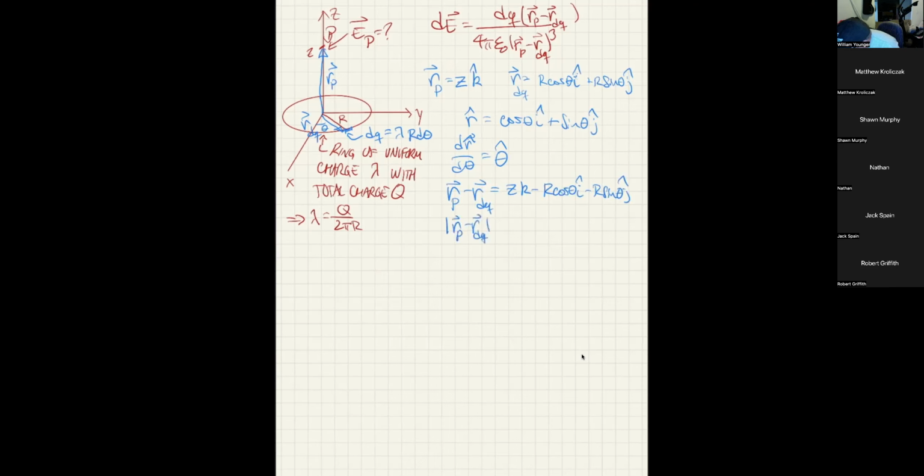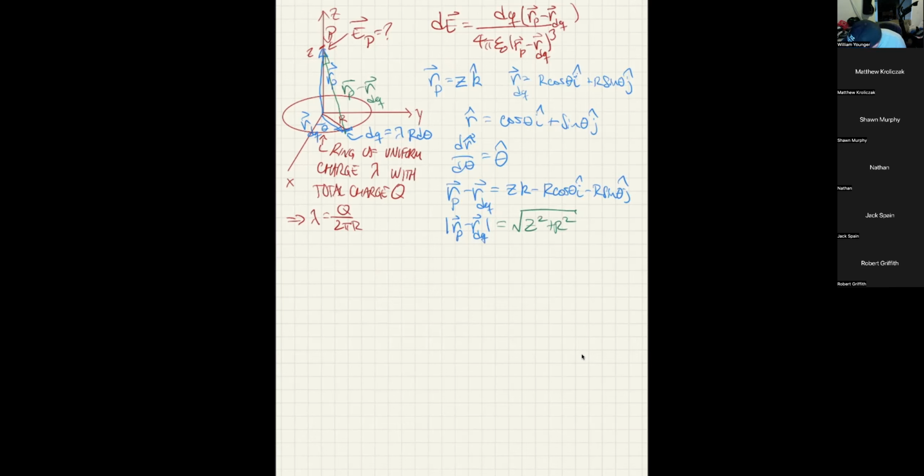I think you can realize that this vector RP minus RDQ is technically this vector, right? That's RP minus RDQ, that green vector I just drew there. And I think you realize that those two sides are perpendicular. So really, the magnitude is just the square root of Z squared plus R squared. You can also get that by the trig identity, sine squared plus cosine squared equals 1. But either way, that's what the magnitude is.